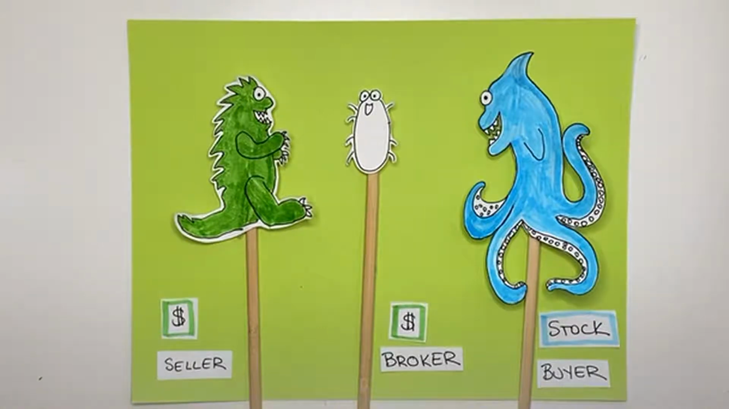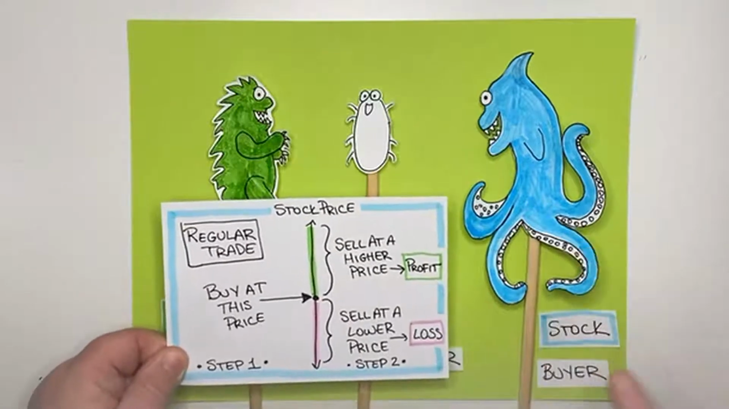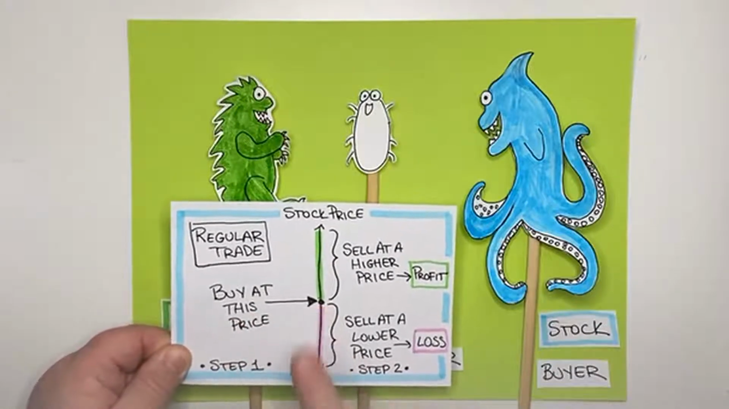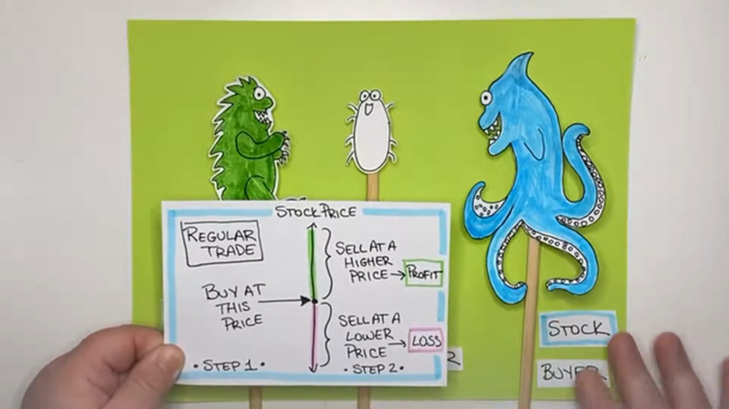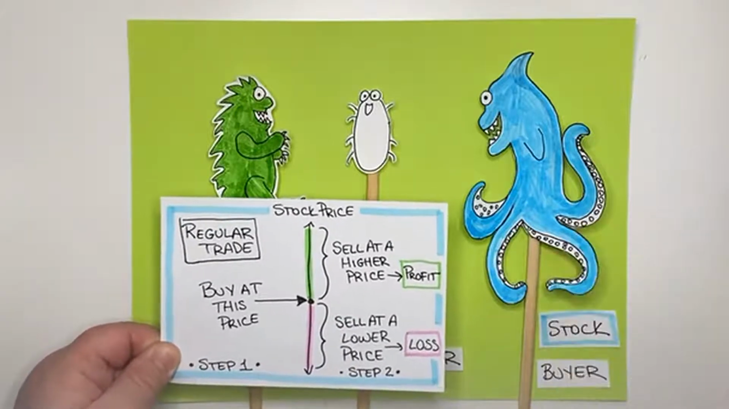This is a regular trade. These happen a lot, every single day. Many shares are being traded all around the world. In general, in a regular trade, Sharktopus here bought the stock, and then at a later date, unless Sharktopus just wants to hold on to the stock, Sharktopus might turn around and say, you know what, I'd like to make some more money.